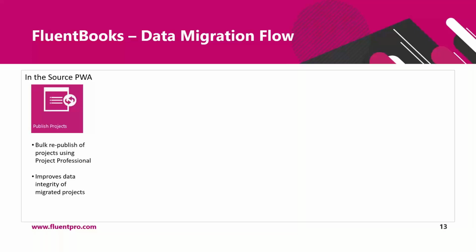It is not necessary to do this publish manually. FluentBooks has a specific wizard called Publish Projects. This wizard helps to perform bulk publish using Project Professional. Basically, FluentBooks will launch Project Professional and will initiate publish of selected projects one by one. They will be opened in Project Professional, published, and closed.